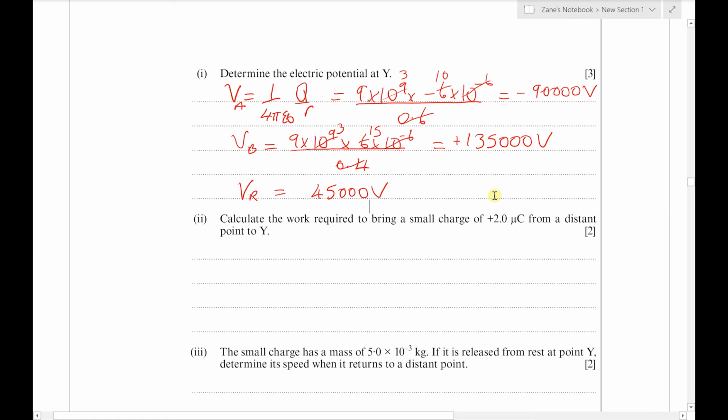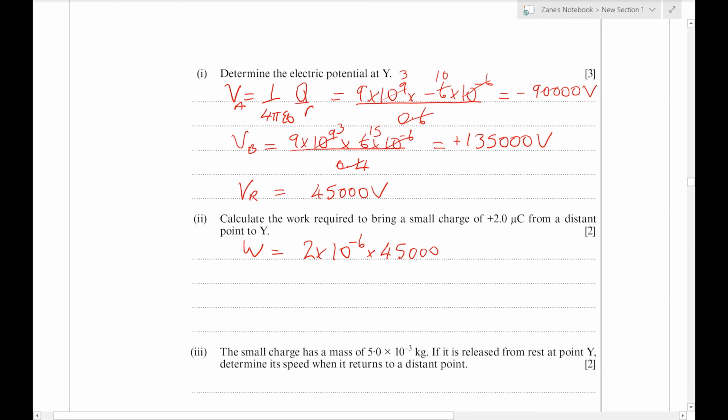Next we've got to calculate the work done, or the work required to bring a small charge of 2 microcoulombs from a distant point to y. Well, if we understand that the definition of the potential at this particular point, y, is the work done in moving a unit charge from infinity to that point, then the work done in moving a different charge is simply the charge that we're moving, 2 times 10 to the minus 6, multiplied by the potential at that point, which we've already worked out as 45,000.